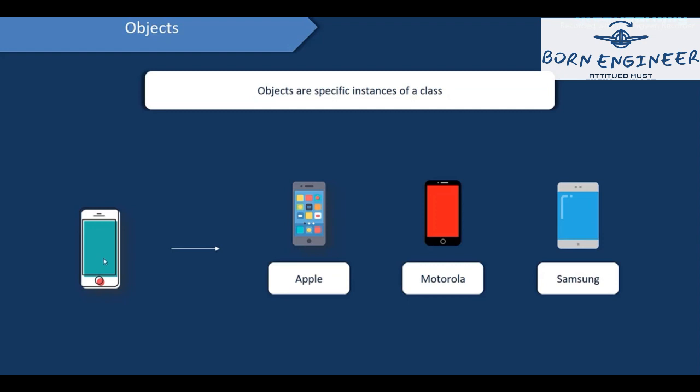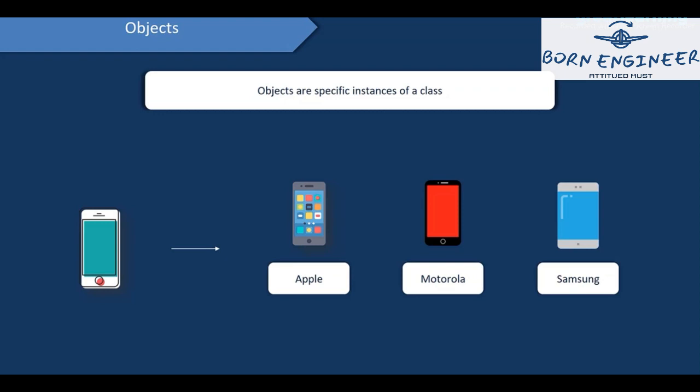Mobile phone would be the class, and the specific instances would be the objects. Over here, the specific instances would be Apple, Motorola, and Samsung. So the term phone or mobile phone would be your class, and the brands of phones are the objects. Apple is a brand of phone, which would be the object. Motorola is a brand of phone, which would be the object. And Samsung is a brand of phone, which again would be the object.